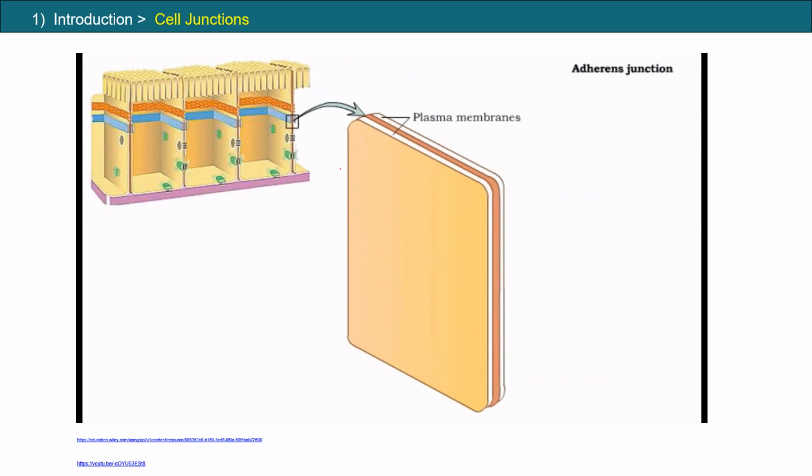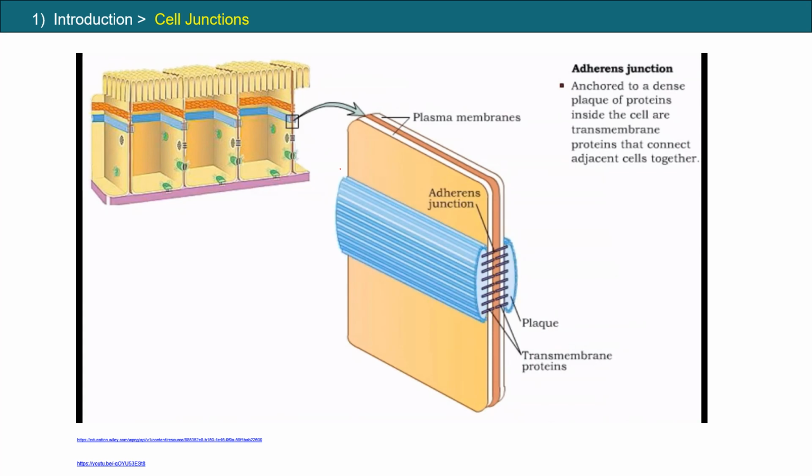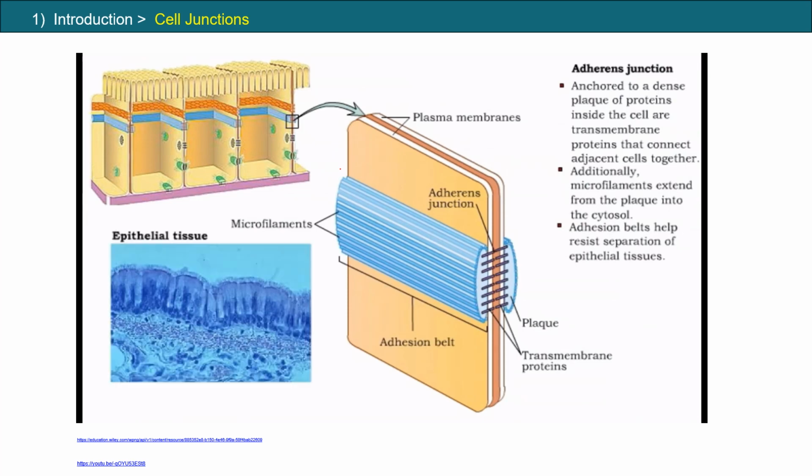Adherens junctions are created when transmembrane proteins, anchored to a dense plaque of proteins inside the cell, connect the adjacent cell membranes together. Additionally, microfilaments extend from the plaque into the cytosol of each cell. The dense adhesion belts help resist separation of epithelial tissues.